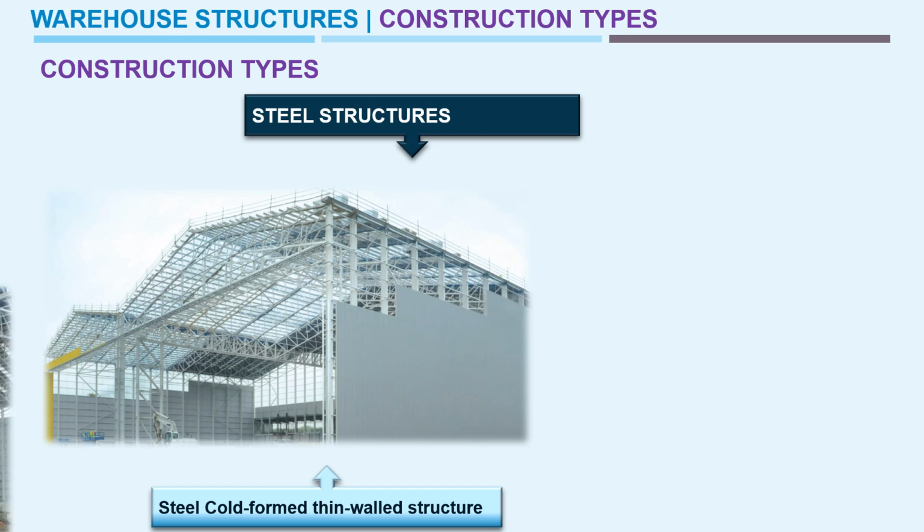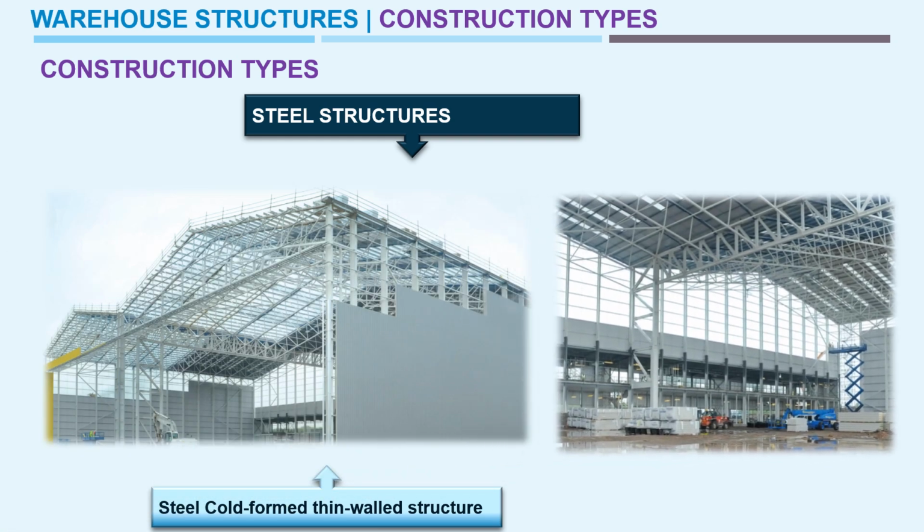And this is a typical view, or construction view, of cold formed thin-walled structures. This warehouse is built with cold formed thin-walled structures. So all members are cold formed here: the columns, beams, ties, claddings. All those materials are built with cold formed thin-walled structures.